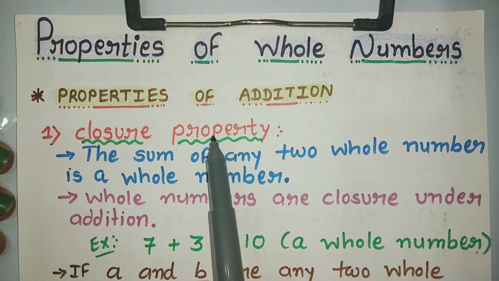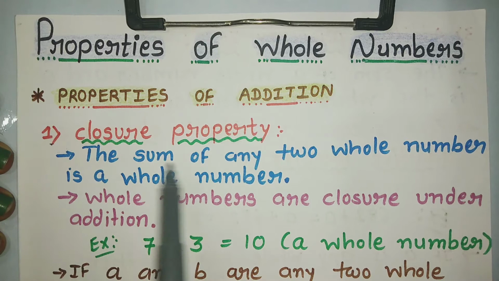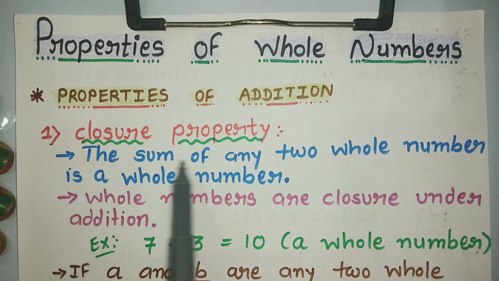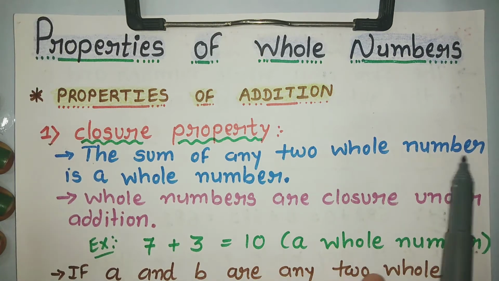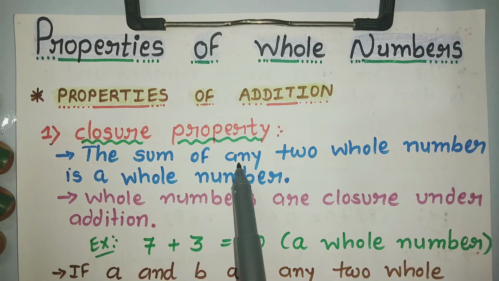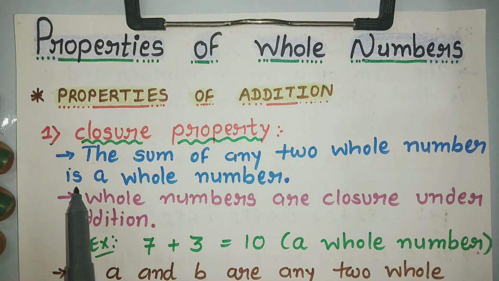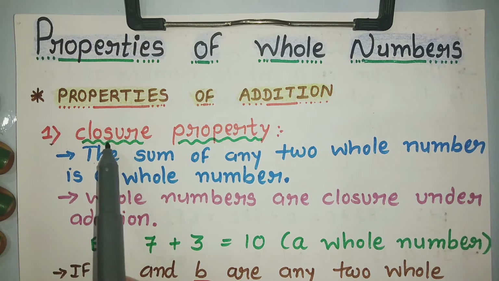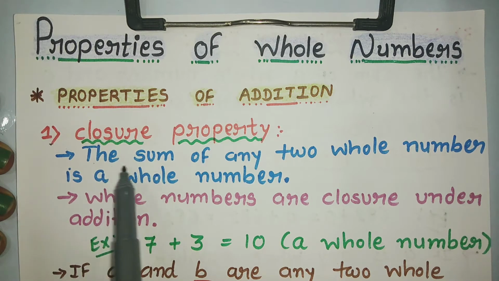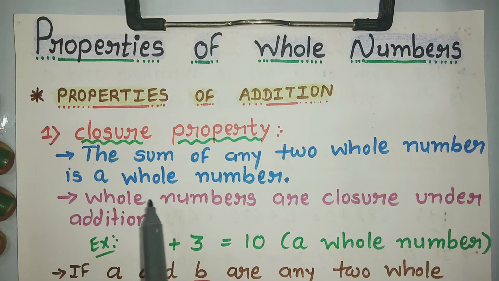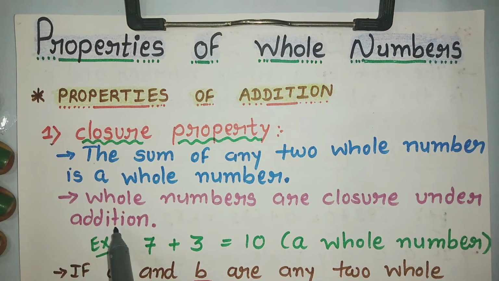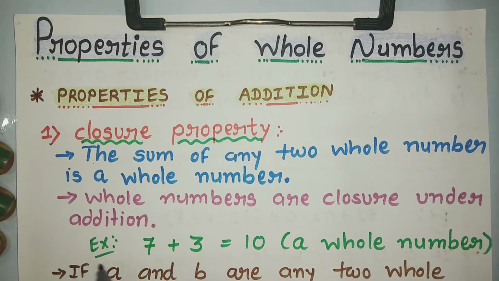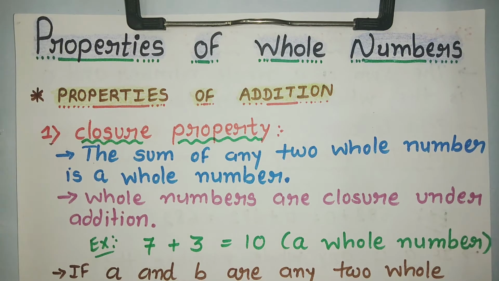Closure property, as the name suggests: the sum of any two whole numbers is a whole number. The meaning of this closure property is that the sum of any two whole numbers is always a whole number. Whole numbers are closed under addition. So what is the meaning of this? Here is one example given.